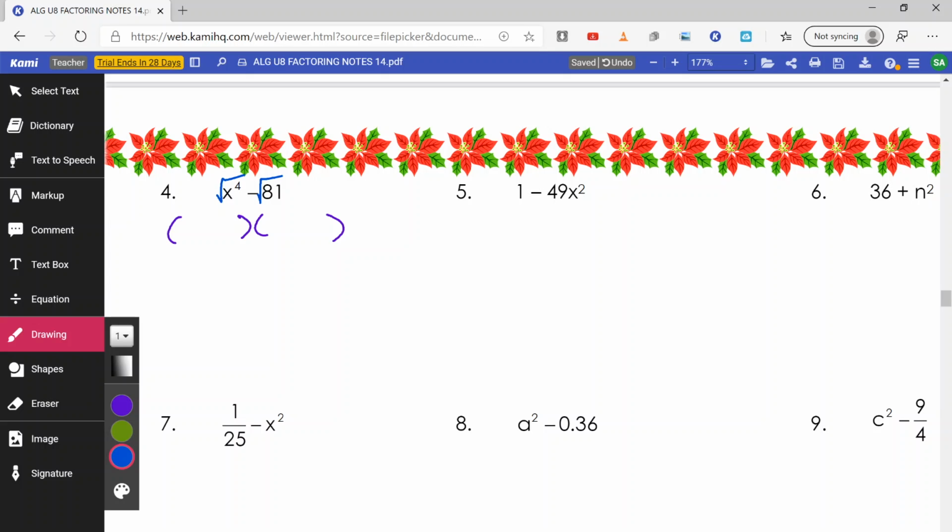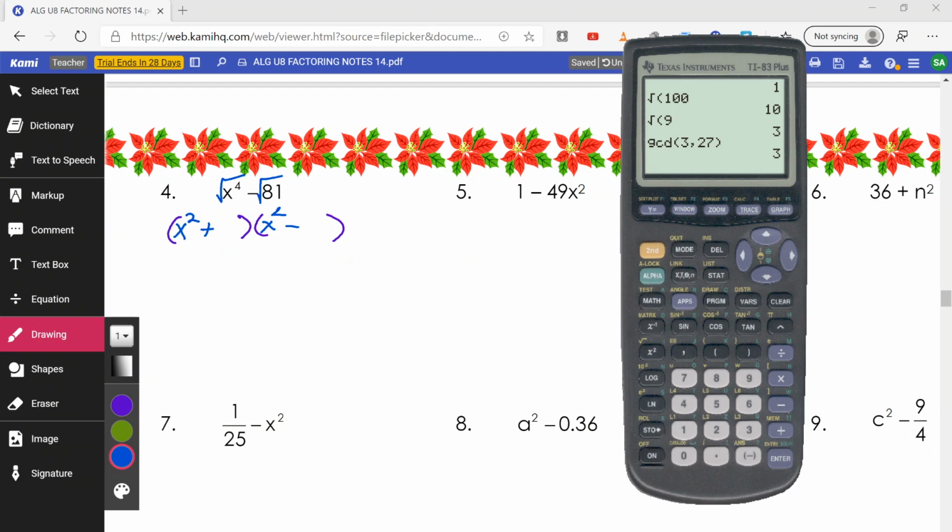So half of 4, or 4 divided by 2, gives me 2. So square root of x to the 4th will be x squared. 4 divided by 2 gives me 2. So x squared, x squared. 1 is plus, 1 gets minus. And then we can take the square root of 81. And we get 9.